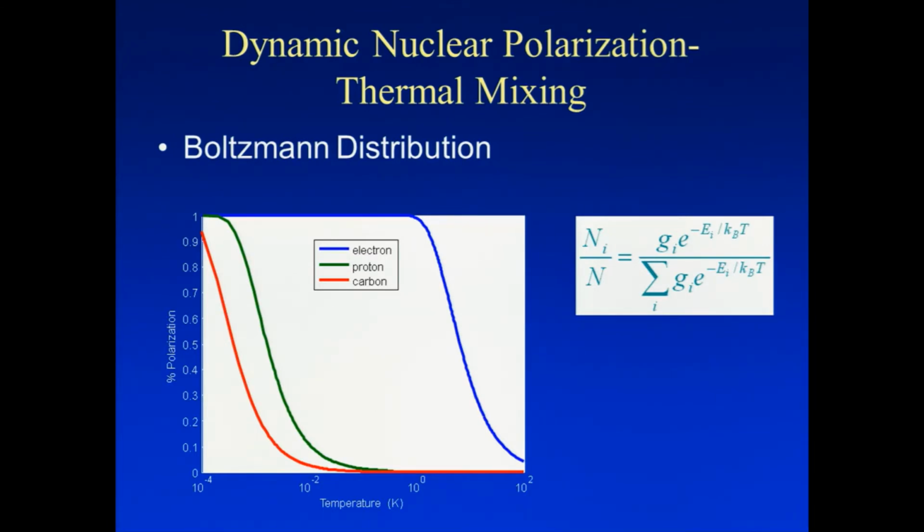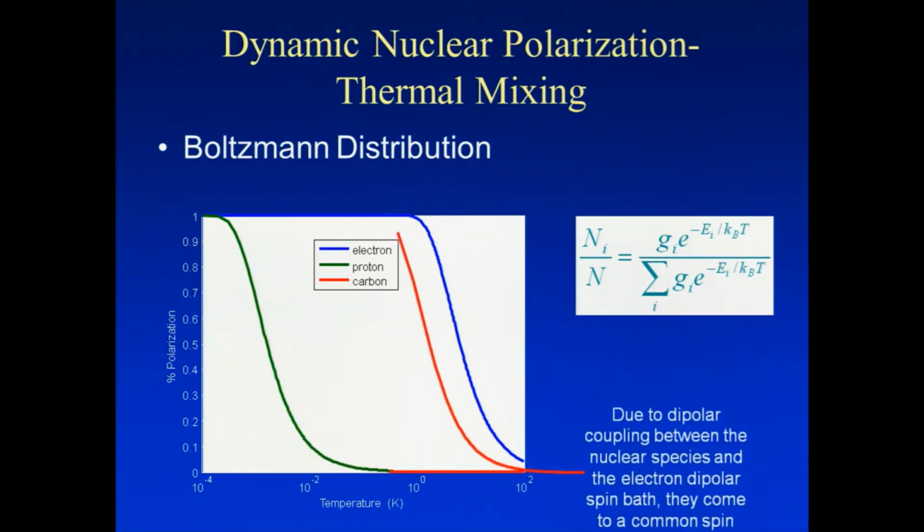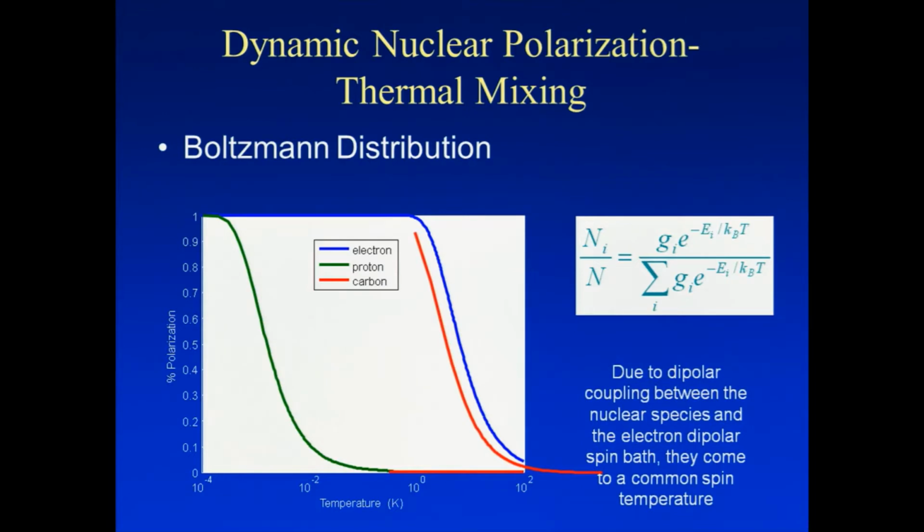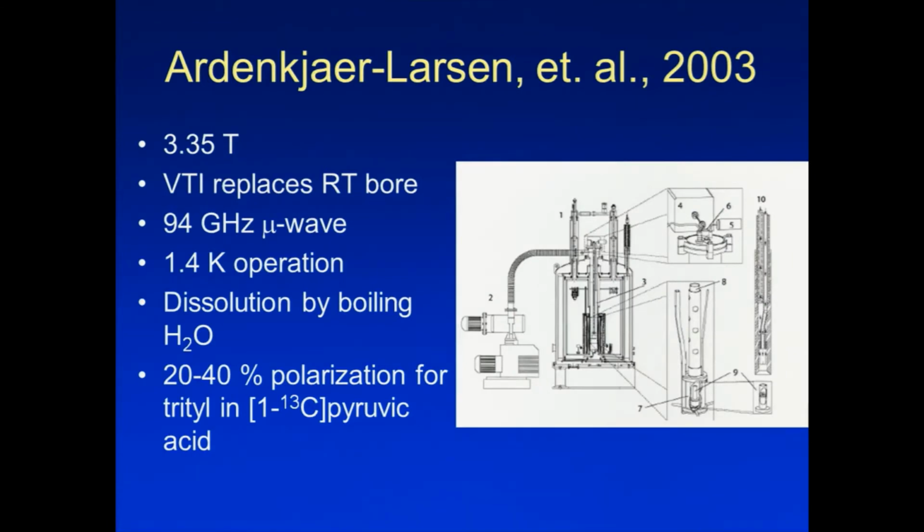The key realization that's actually been around since the 1950s was that if your nuclear and electronic spins are dipolar coupled, then a radiation at the electronic frequency causes the nuclear spins to take on the population characteristics of the electron bath. Therefore, you go from parts per million up to, actually, you can get 40 or 50% polarization, which means you've got an enhancement of 10 to 50,000 times. It's a pretty amazing experiment.